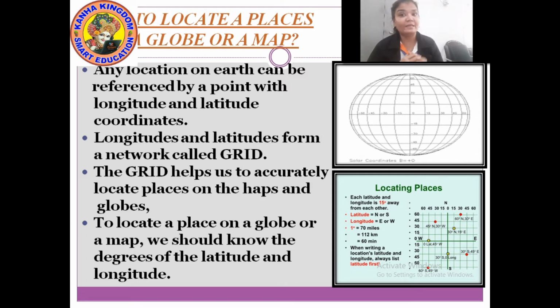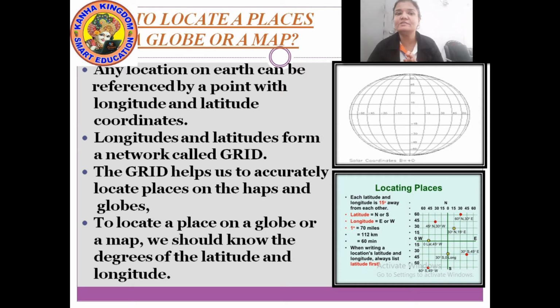Latitude means north or south, and the lines encircle the globe, as I told you. Longitudes are from east to west. If 1 degree is equal to 70 miles, then it becomes 112 kilometers. That is 60 minutes, meaning within 1 hour.